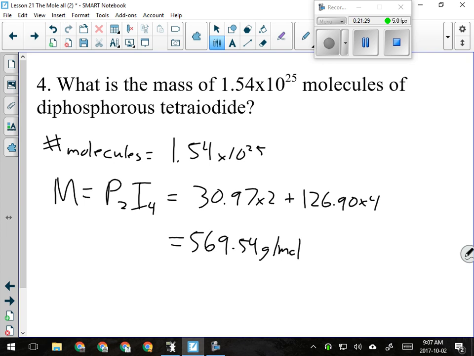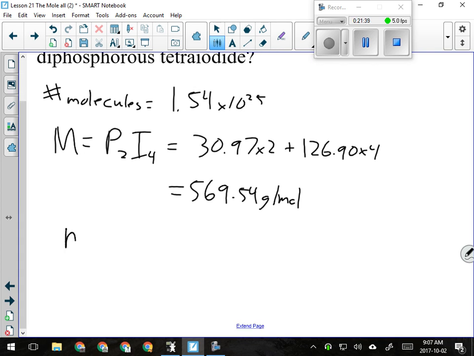Okay, so I've got big M, and in just a second, I'm going to have N, because I can calculate it by dividing the number of molecules by Avogadro's number. So that's my next step.